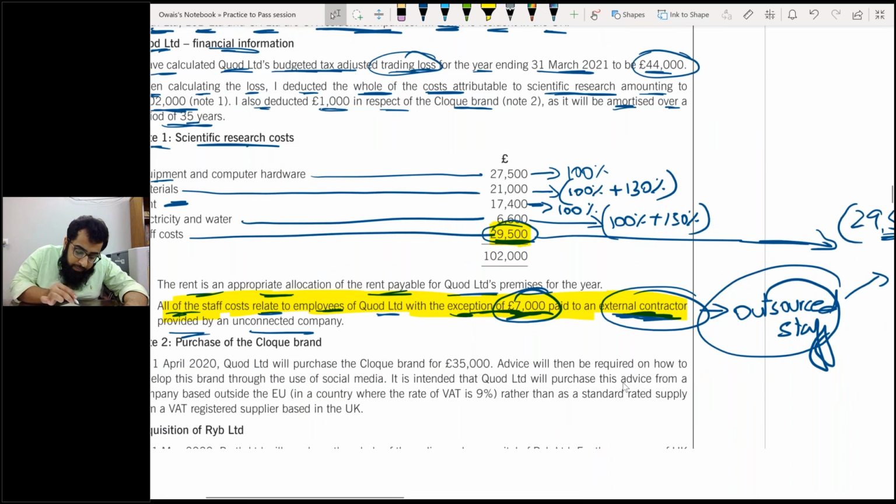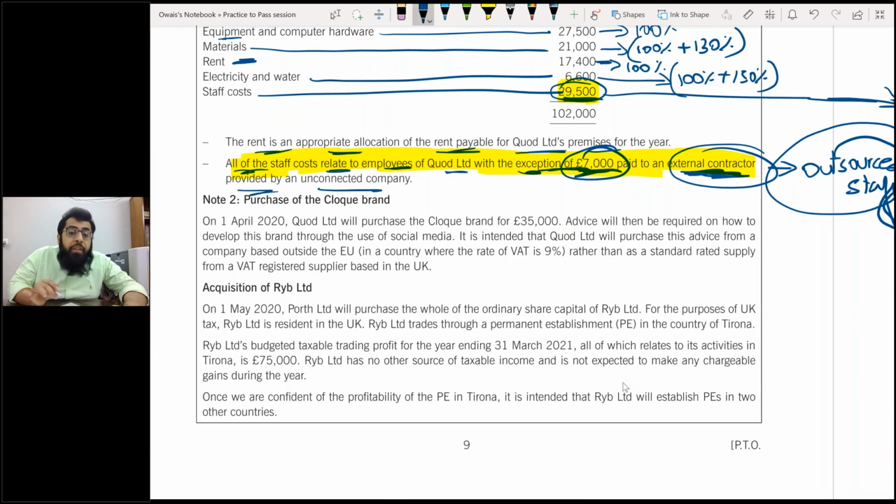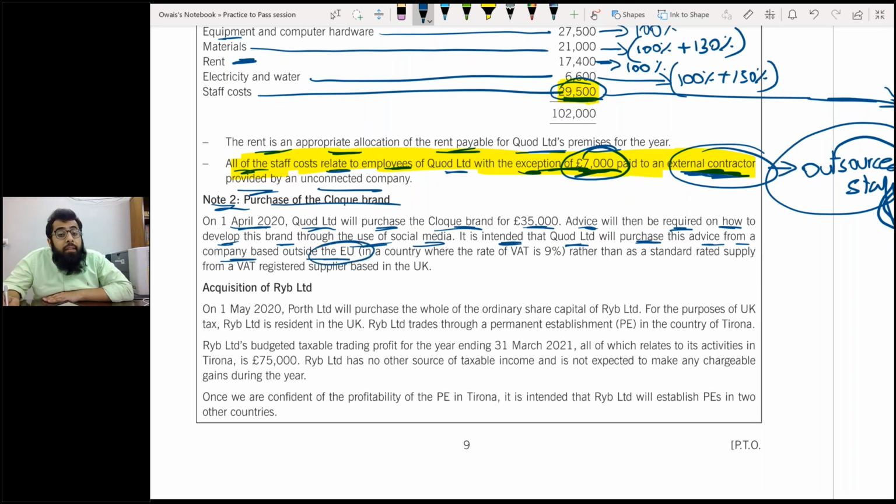Note to purchase of cloak brand. On 1st April 2020, Cord Limited will purchase the cloak brand for 35,000. Advice will be required on how to develop this brand through the use of social media. It is intended that Cord Limited will purchase this advice from a company based outside the European Union, where the rate of VAT is 9% rather than as the standard rated supply from a VAT registered supplier based in UK.